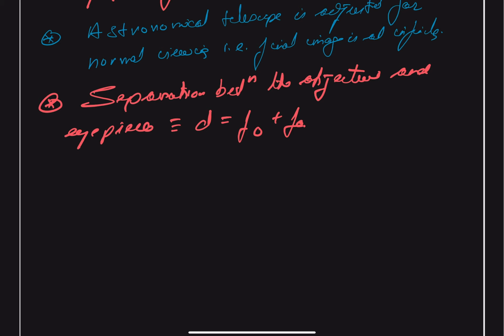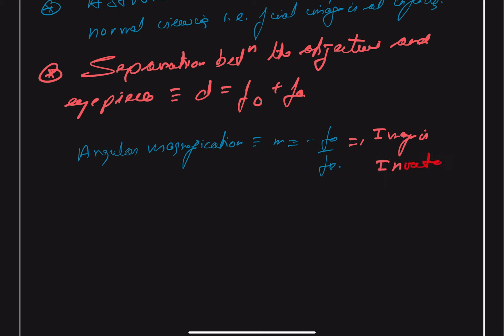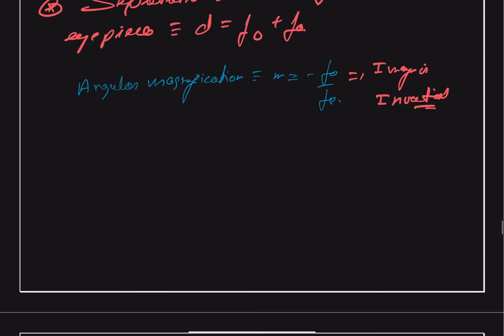And also we can write that the angular magnification, that is M, will be equal to minus of F_O upon F_E. So it means the image will be inverted, from the negative sign. So we can say the image is inverted. So let's use the formulas.